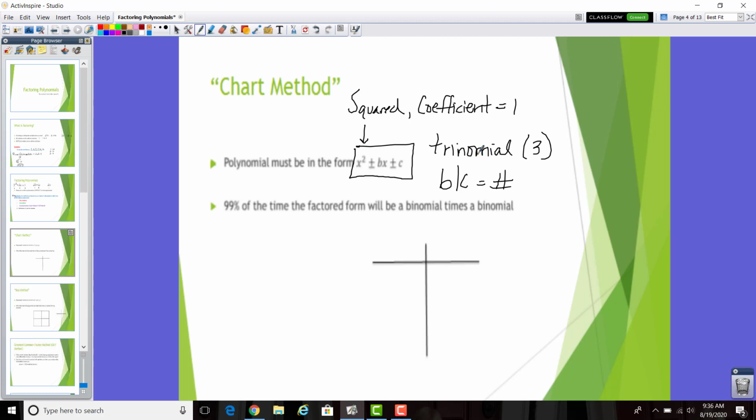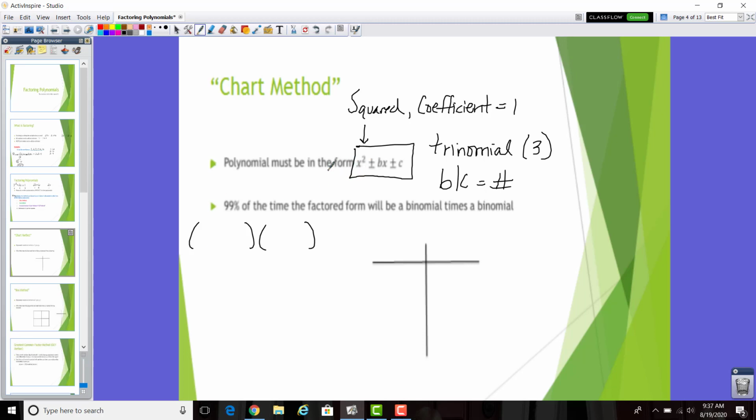Sometimes these polynomials can be prime, which means they can't be factored, but you're still going to have to try to factor them and figure out if it can be. The only way you can determine a polynomial is prime is if you've exhausted all of the methods and the possibilities for it to be factored. If it can be factored, if it's in this form, squared term plus or minus another variable term plus or minus a number, then it's going to be factored into two binomial factors.